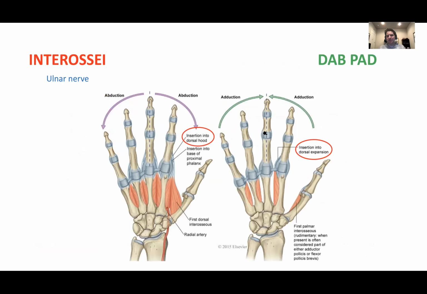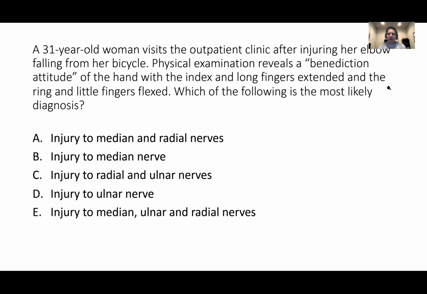And again, there's a central axis at the middle finger. So adduction is going to bring everything toward the middle finger. Abduction is going to bring everything away from it. Again, the ulnar nerve is what's going to innervate all of them. The mnemonic is DAB PAD. All right, try this one.